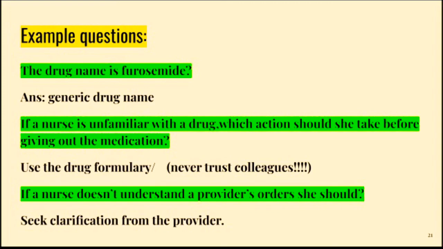Most people know furosemide is a generic drug name, or it'll be a drug that was in the book. If a nurse is unfamiliar with the drug, which action should she take before giving the medication? Well, she would use a drug formulary, which is the Davis Drug Guide. Yes, you might ask your friend what this medication is for, but your friend might be familiar with it and not know the peak, the onset, and all that. If they don't know that, and the patient needs it for something specific, it might affect the patient. So it's better to just check the Davis Drug Guide.